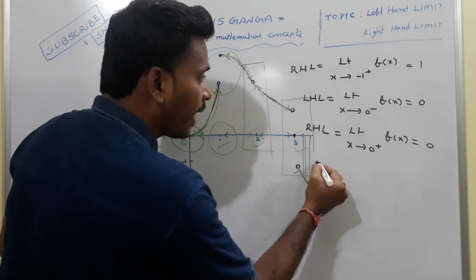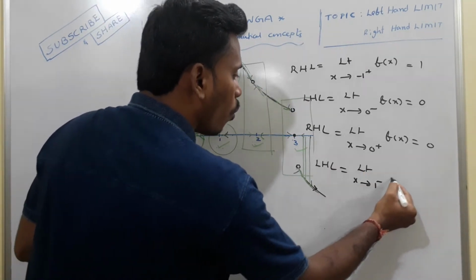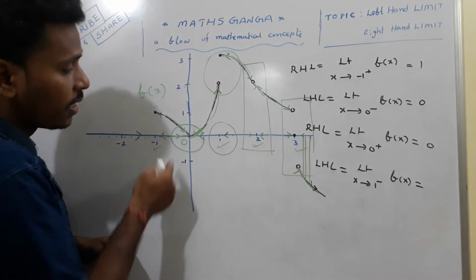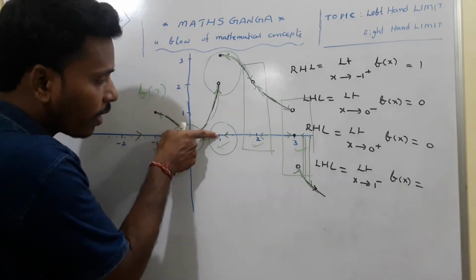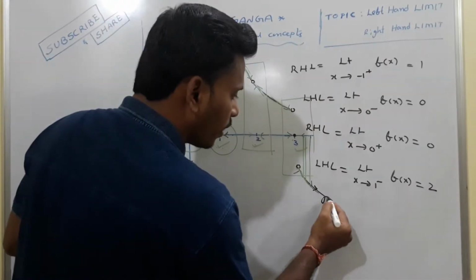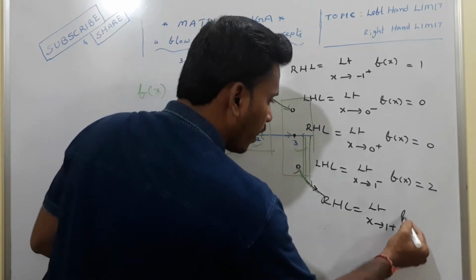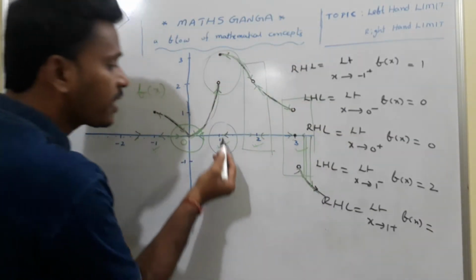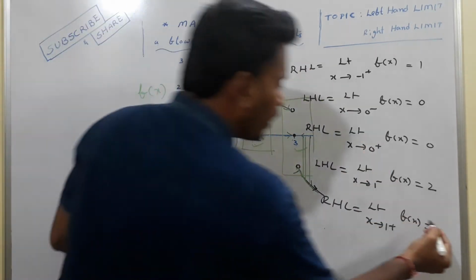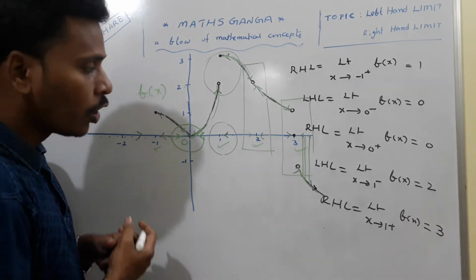Then again the left hand limit at 1, limit as x extends to 1 minus of f of x. Since x is approaching 1 from the left side, the graph is approaching 2. And the right hand limit, x extends to 1 plus of f of x. As x is approaching 1 from the right side, the graph is approaching 3, and the limit value is 3. The right hand limit is 3 as well as the left hand limit is 2.